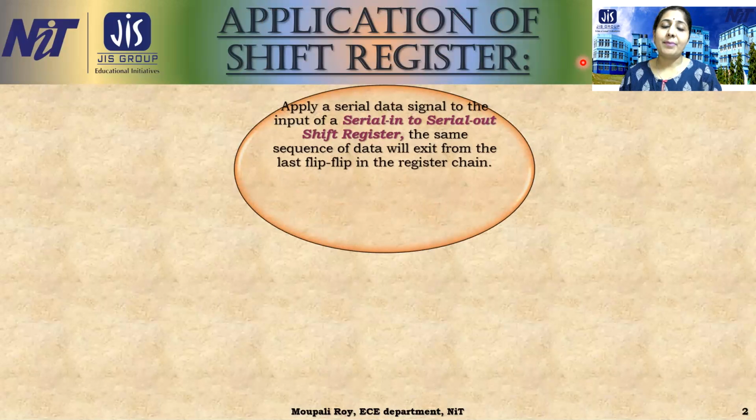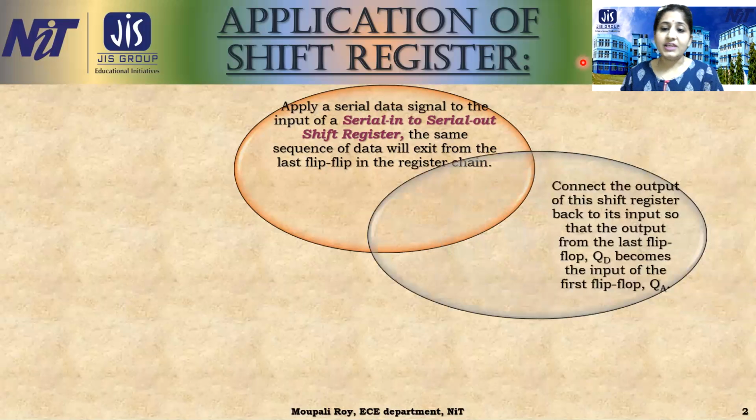Apply a serial data signal to the input of a serial-in serial-out shift register. The same sequence of the data will exit from the last flip-flop in the register chain. That means serial in and serial out: one by one the input gets in, and one by one all the inputs get out from the register section.